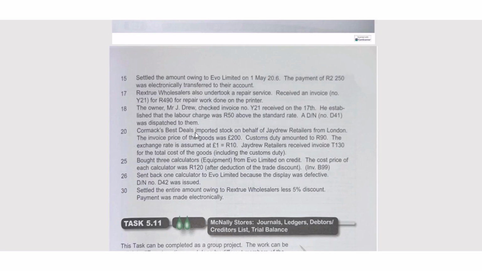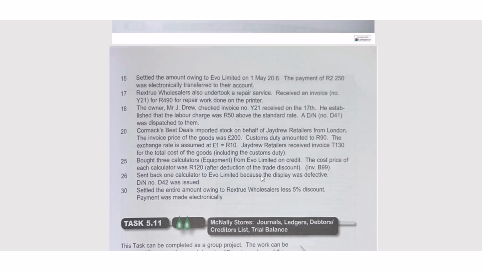Day 20, Cormac's Best Deal imported stock on behalf of Jade Retailers from London. The invoice price was this. So invoice price indicates to us creditors journal. Bought 3 calculators from Evo Limited on credit, creditors journal. Then they say on day 26, send back 1 calculator. So send back and debit note issued indicates to us creditors allowances journal. And day 30, settle the entire amount owing to Rextra Wholesalers. That indicates cash payments journal.